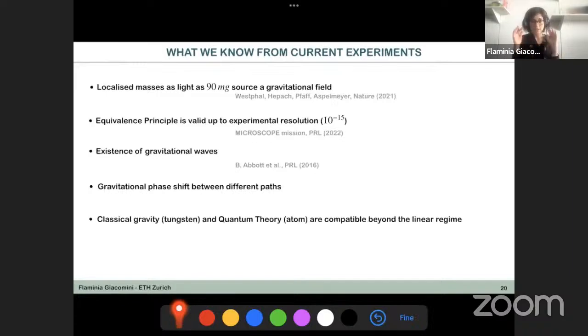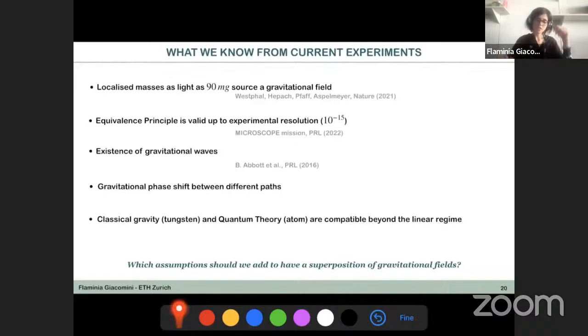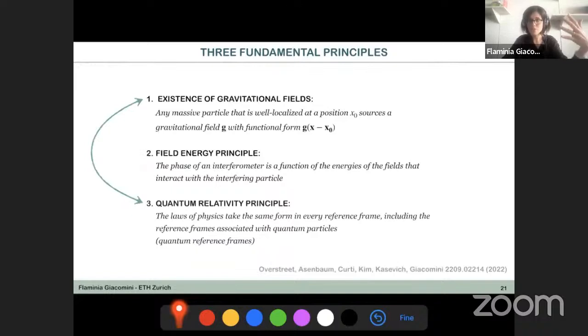And finally, this experiment is actually an excellent test that classical gravity, which is given by the tungsten mass, and quantum theory, which is given by the behavior of atoms in the interferometer, are perfectly compatible even beyond the linear regime. And this was a regime that was not addressed before by experiments. So, okay, still classical gravity. What are we missing in order to have a superposition of gravitational fields? So what we did was to come up with a set of assumptions that have yet to be tested in experiments that would lead us to concluding that the gravitational field can be in a quantum superposition.